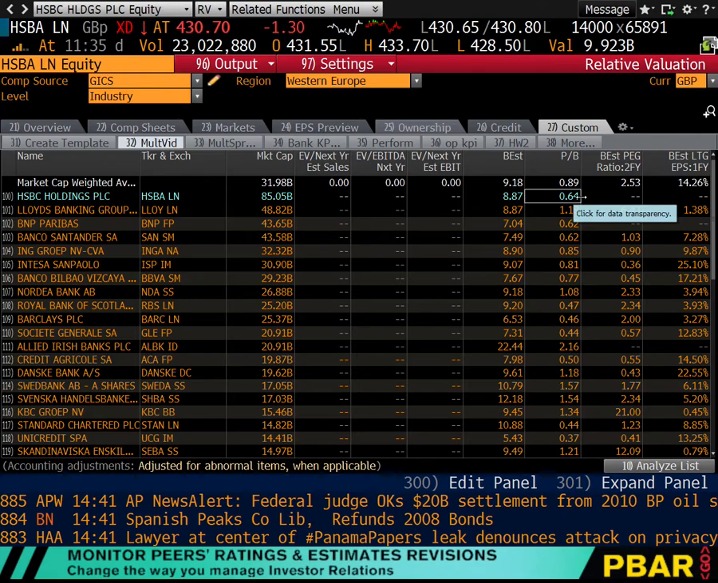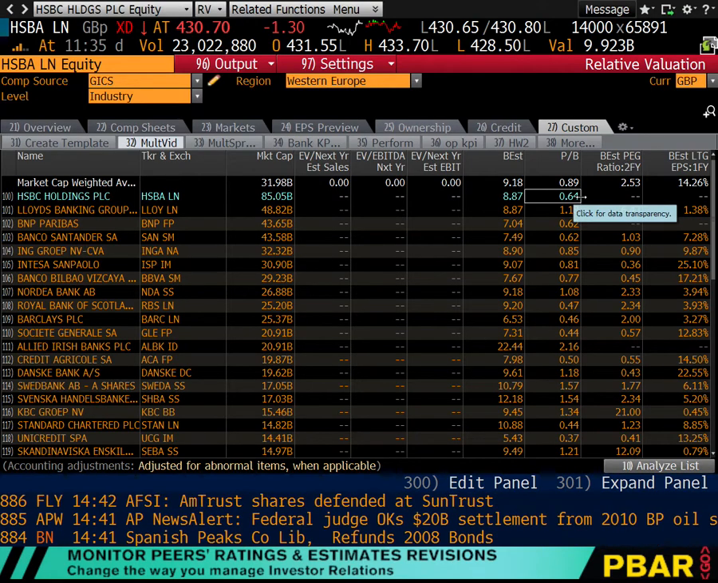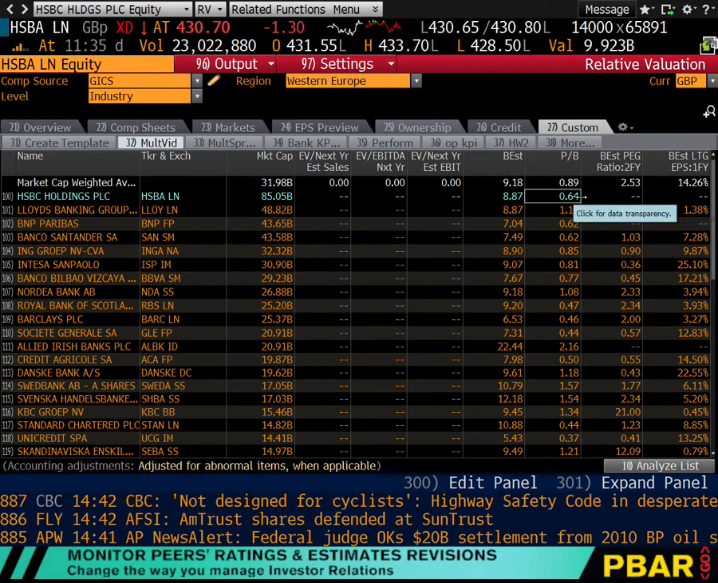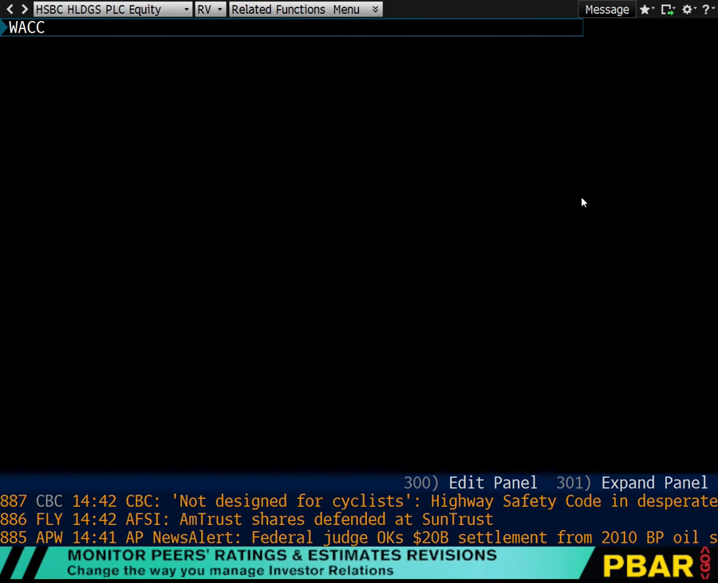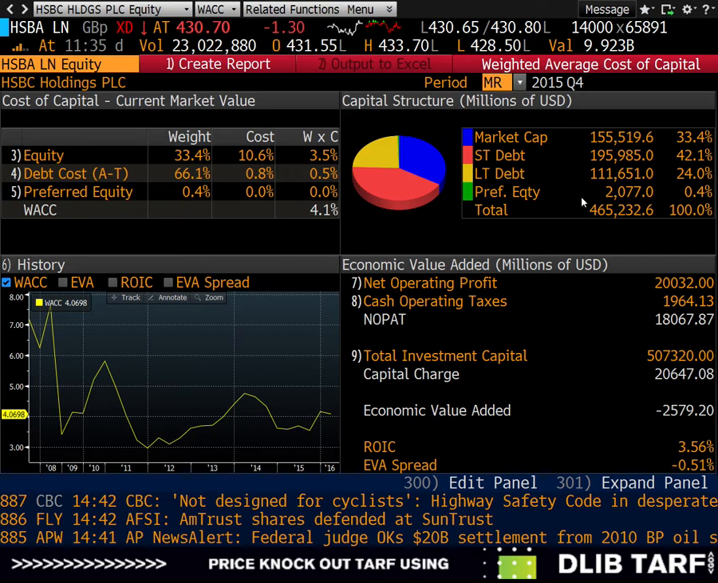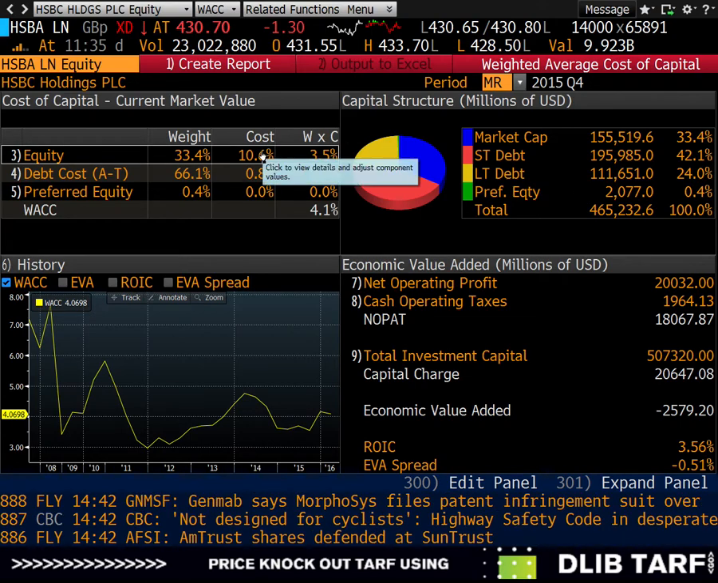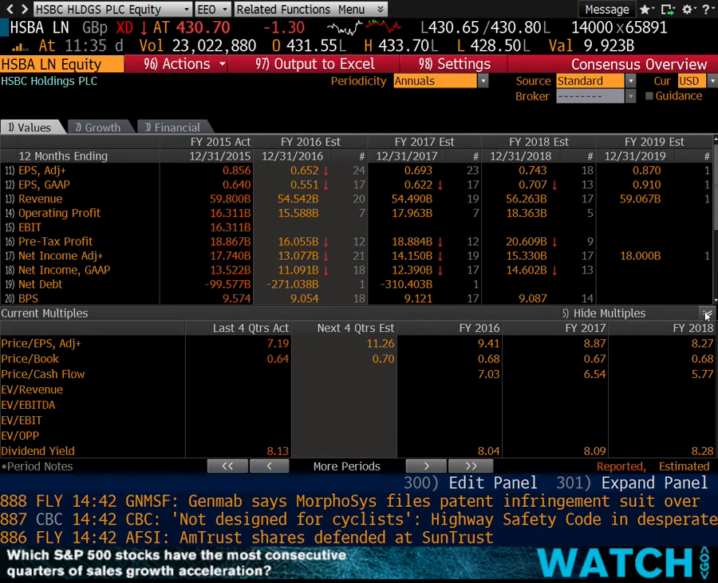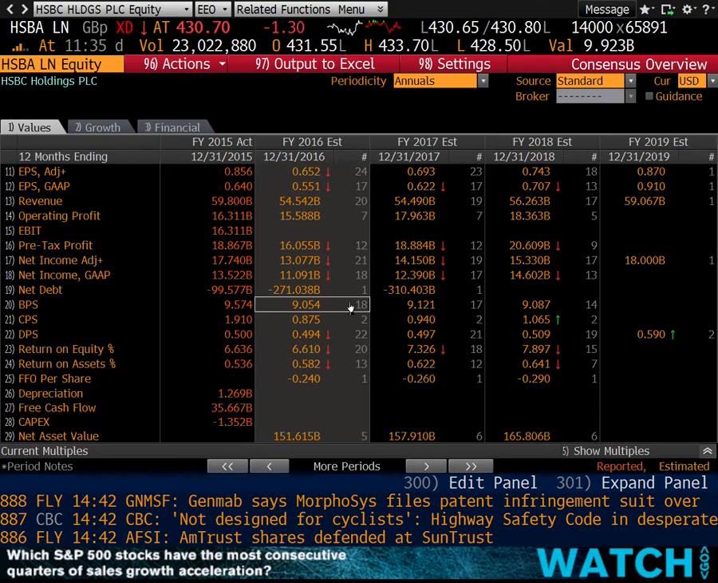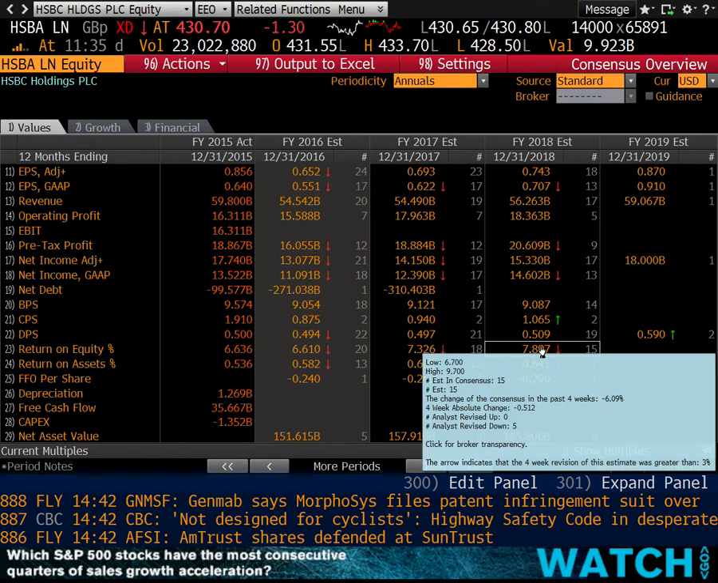Why? What do we know about HSBC from that one number? They have a negative expected spread. So then, let's go to their WACC. And their cost of equity, because it's based on equity, is 10.6% today. And then we go to the EEO screen. And the return on equity for HSBC for the next 3 years: 6%, 7%, 8%.